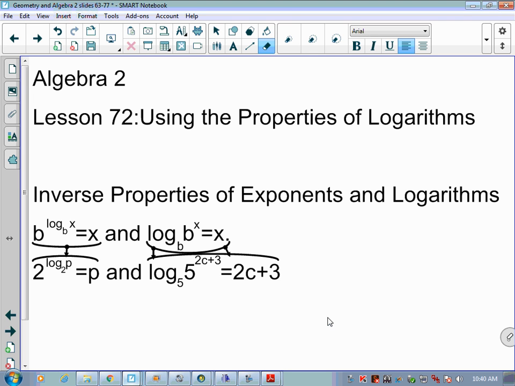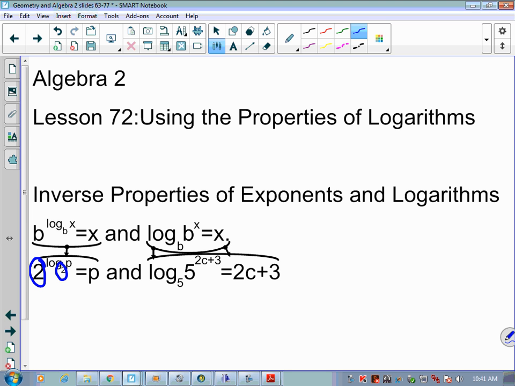It's particularly this one on the left, where it says if I've got b with a log as an exponent, where the base of that exponent is b and the number of that log is x, then the answer will be the number of the log. It'll be x. Everything else ends up canceling out, and you're left with x. They give you another example down here of 2 to the log base 2 of p. These two numbers have to be the same in order for it to work.